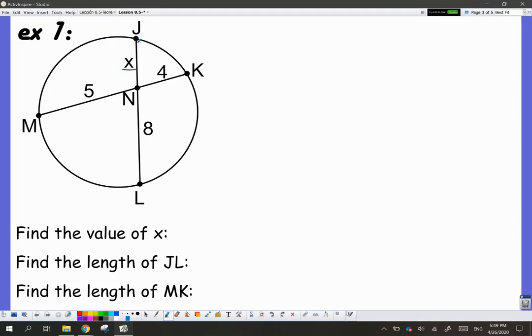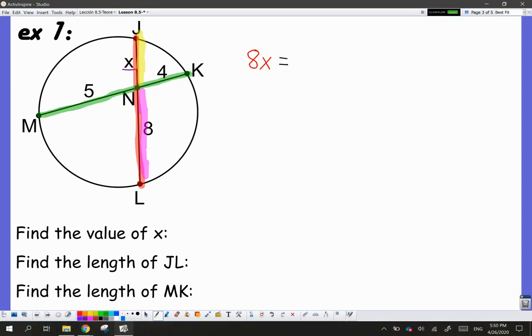So how about this? I'm going to outline chord JL in red, and I'm going to highlight chord MK in green. And I know that these two chords are intersecting at point N here. So I have one piece of chord JL up here and the other piece of chord JL down here. So I'm going to start by writing out those two multiplied together, 8 times x.